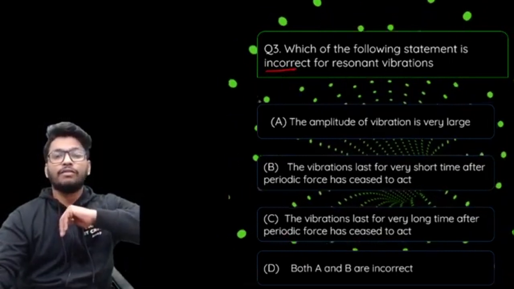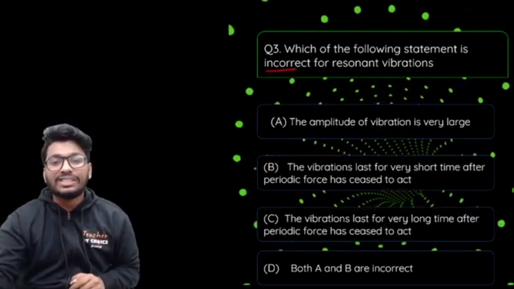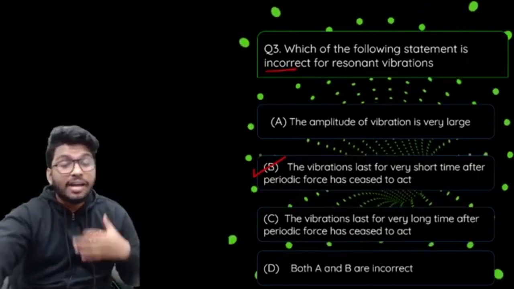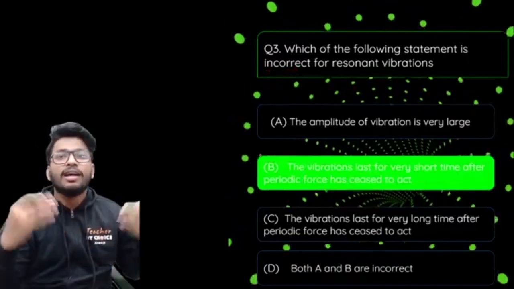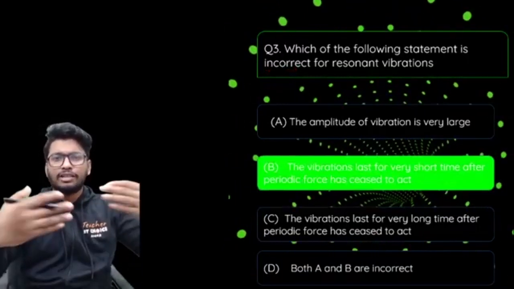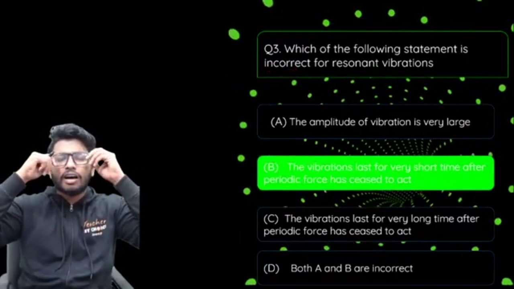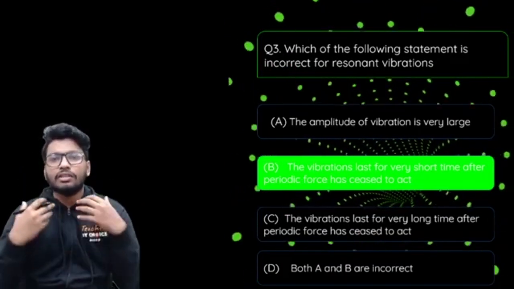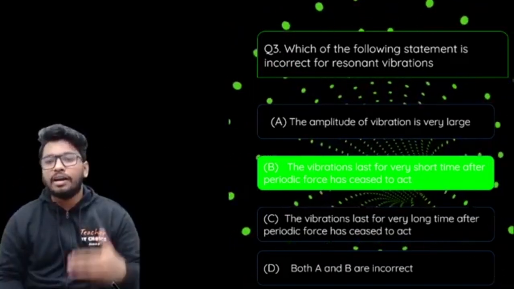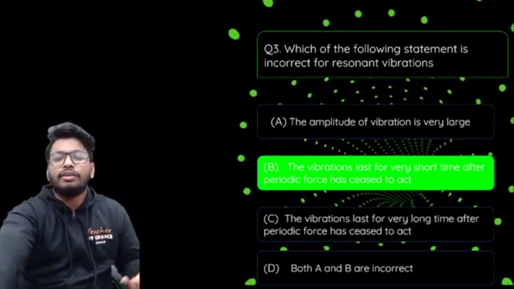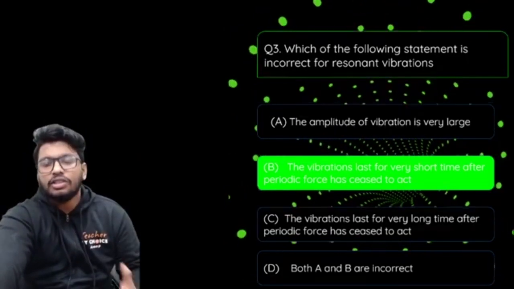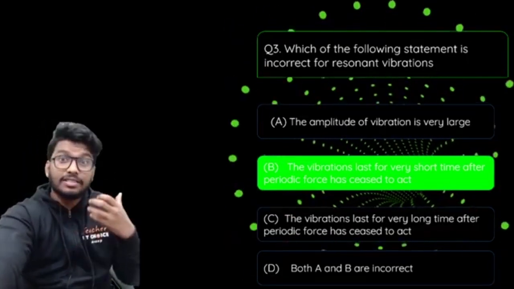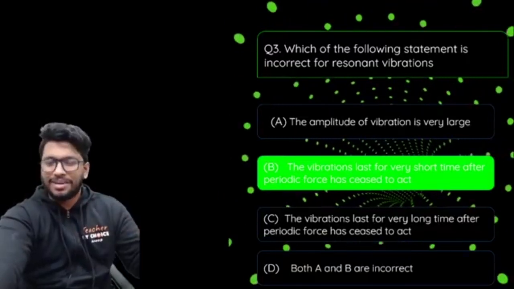And the answer, people, for this question is actually option number B. It lasts for a long time. It does not last for a short period of time. That is in the case of forced vibration, because of the resistance, the air resistance, it slows down. The force gets dampened. But in the case of resonant frequency or resonant vibration, you see that it lasts for a longer time. It doesn't last for a shorter period of time, right? So that is the answer.